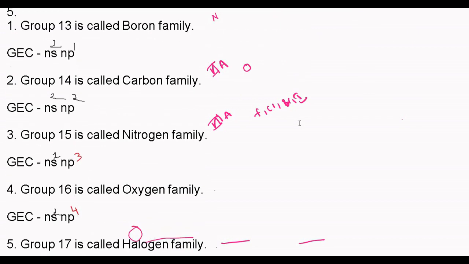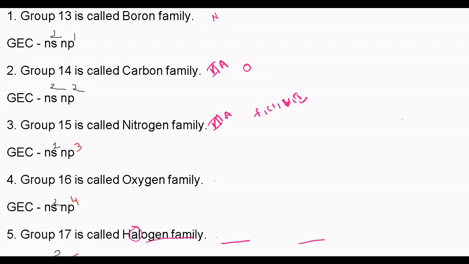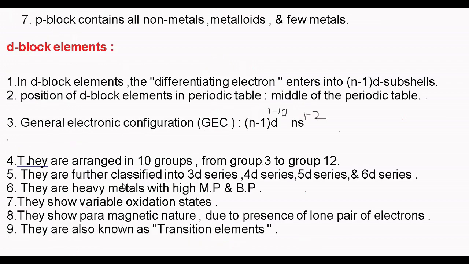And the next one is D block elements. Coming to the D block elements, in D block elements the differentiating electron enters into the (n-1)d subshell. Where is it? (n-1)d subshell.